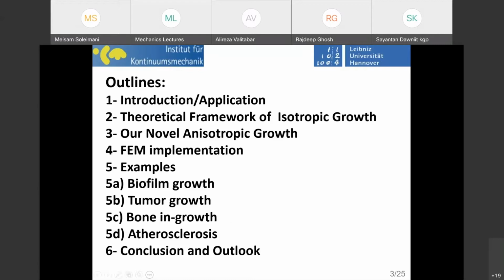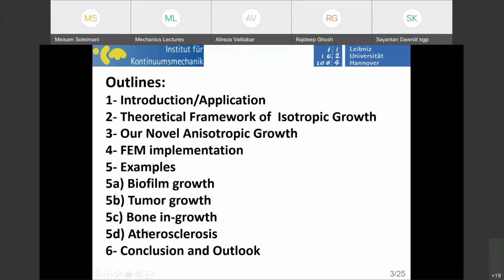Then I will talk about the FEM implementation, the important aspects that have to be taken into account in order to translate that mathematical model into a numerical tool. And then I will present some examples with different applications, of course biofilm growth. This is exactly what I did in my PhD. After that, I extended that model to tumor growth and bone ingrowth. I will explain these biological terms that are related to computational biomechanics.